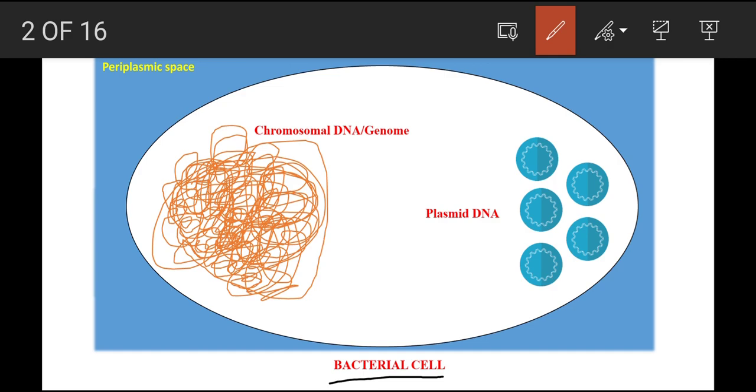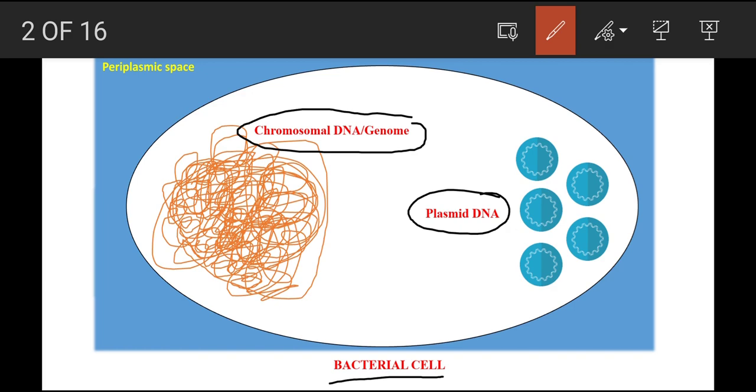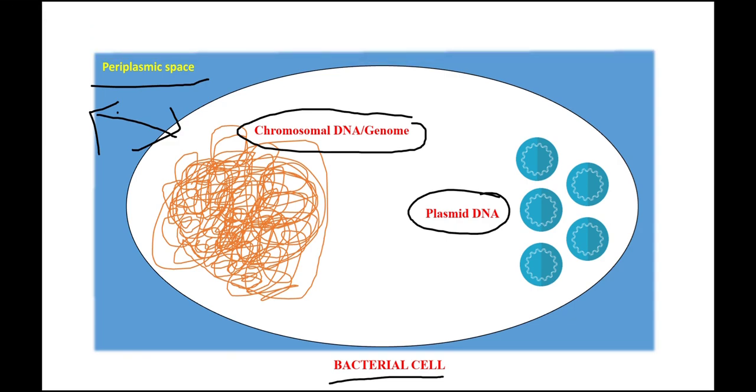The very next layer to the cell wall is the plasma membrane, which encloses the cytoplasm and other cytoplasmic contents. While going into the core of the cytoplasm, we could see two distinct types of DNA molecule. One is called the chromosomal DNA, another one is called the plasmid DNA, right? The space between the cell wall and the cell membrane is called periplasmic space. And we'll move on to the next slide.